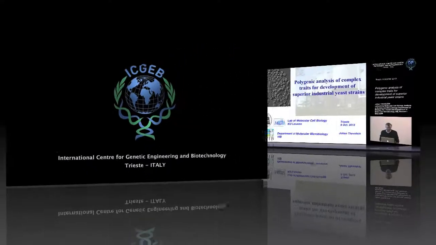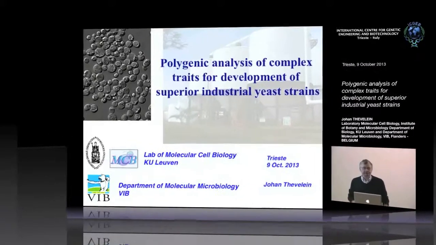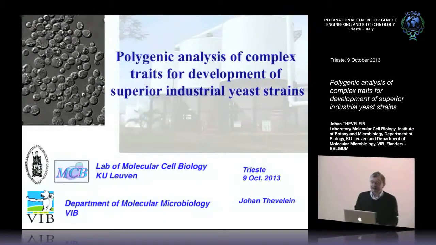So indeed, in our laboratory, we have two major subjects of research. We have our fundamental research on the mechanisms involved in nutrient sensing in yeast. And then, in addition, we also do valorization of the science. And for that, we have developed technologies for the analysis of complex traits. And we are using these technologies to improve industrial yeast strains, to construct superior industrial yeast strains.